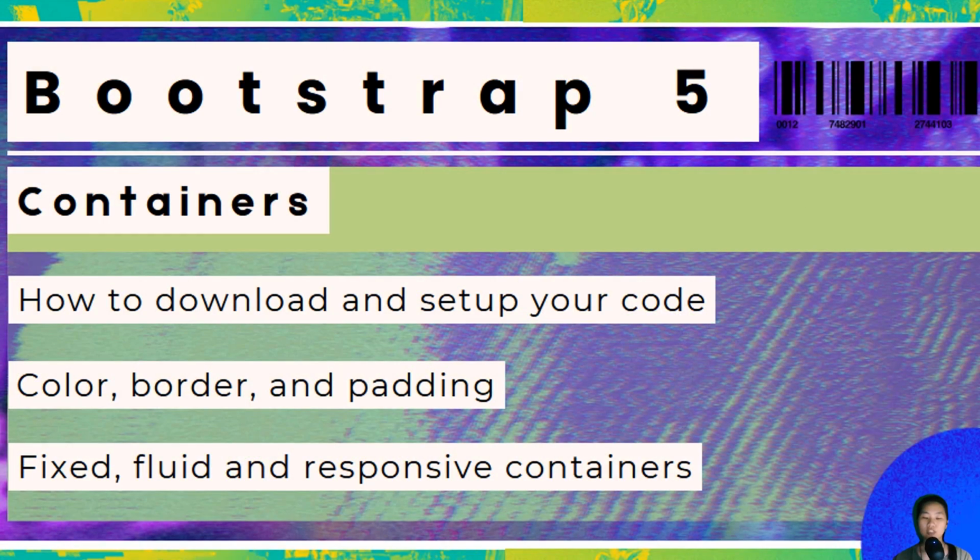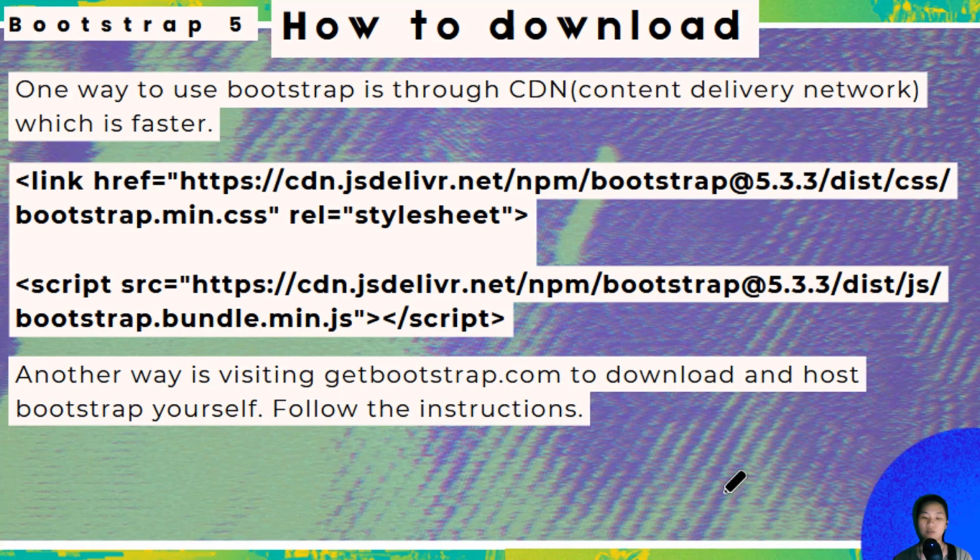Today is a new series that we're starting since we finished with the HTML series. I'm kickstarting Bootstrap 5, okay? And in this first lesson, we're going to be talking about containers, how to download, set up your code, the color, the border, and the padding of the containers that come built in, and the fixed, fluid, and responsive types of containers. Let's get into it.